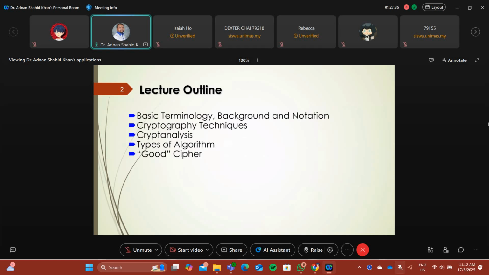It's like basic terminology. If I say plain text, non-cybersecurity people don't know what plain text is. So we have to explicitly explain what plain text, ciphertext, etc. are. So basic terminology is background notation. Then we see some cryptography techniques, cryptanalysis, types of algorithms, and good ciphers. So these are the few lecture outlines.